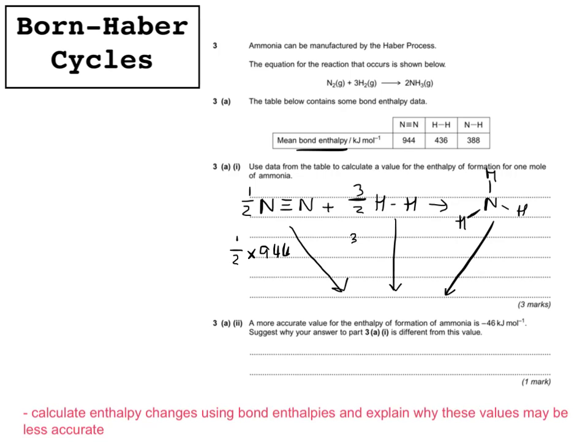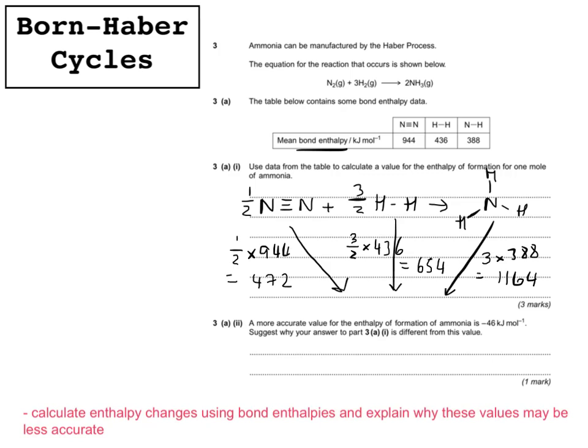This second one, we're going to have 3 over 2 times 436, which is the H-H bond enthalpy. And this last one, we've got 3 N-Hs, so it's 3 times 388. Just make sure we know all these numbers before we carry on. So half times 944 is 472. 436 times 3 over 2 is 654, and then 3 times 388 is 1164.